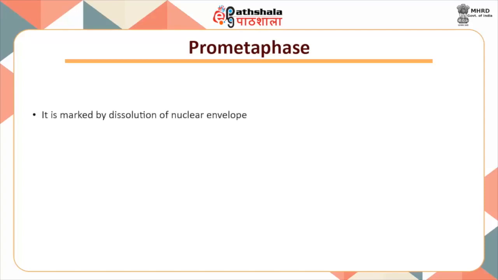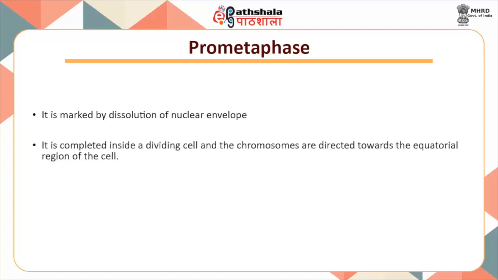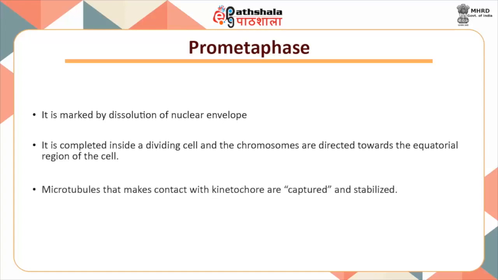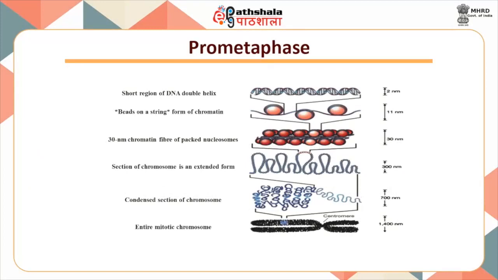Dissolution of the nuclear envelope marks the beginning of the next phase, that is prometaphase. In this phase, chromosomes are directed towards the equatorial region of the cell and microtubules that make contact with kinetochores are captured. You can see in the figure how DNA is compacted in the form of chromosomes during prophase. This compacted form of DNA is easy to segregate between daughter cells. You can see how exactly chromosomes look.